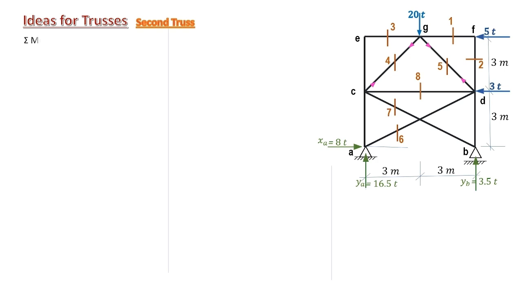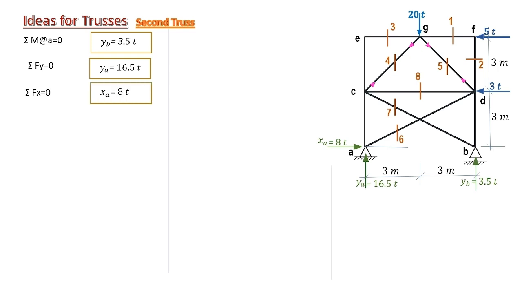We have this truss. We will start by computing reactions. Taking moments about A, we will compute YB to be 3.5 tons. Considering equilibrium in the Y direction, we obtain YA, and considering equilibrium in the X direction, we obtain XA.